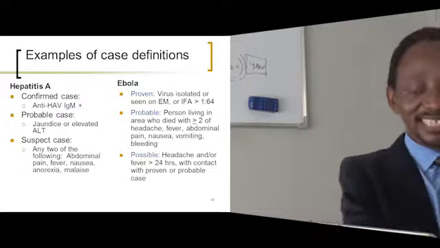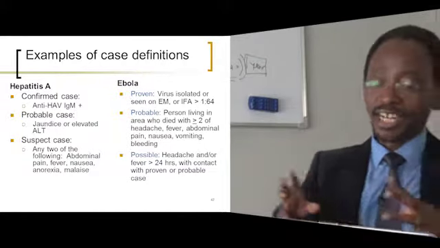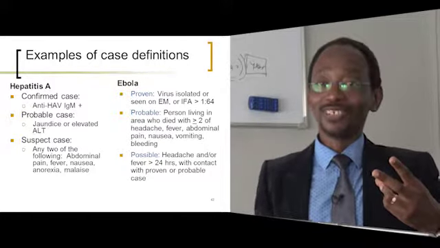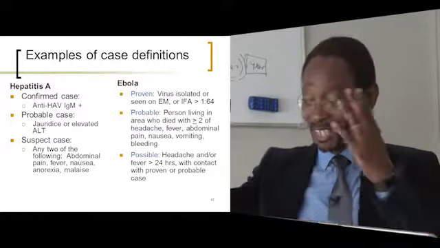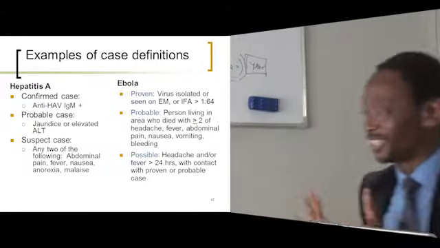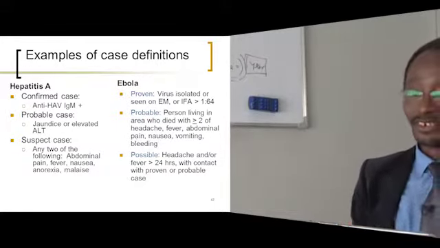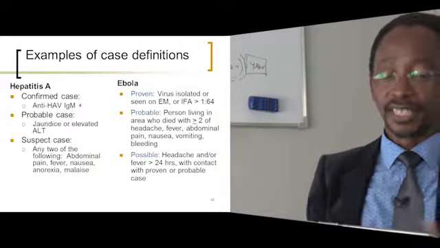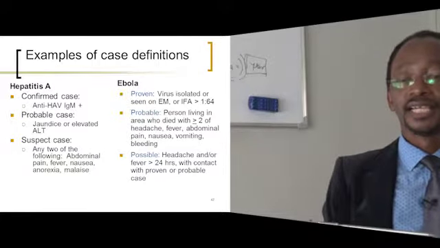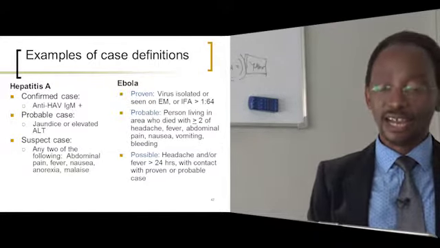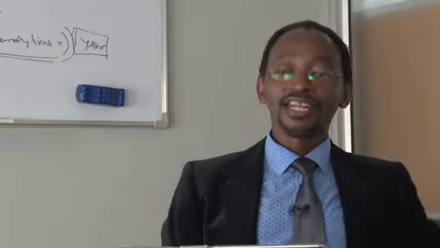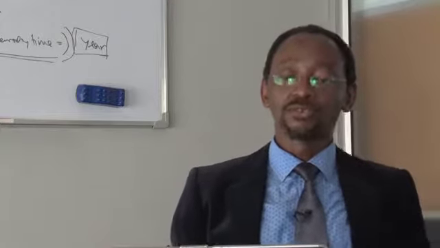So someone died in the area due to Ebola, and then someone comes and says, I have a headache and fever. Now, if someone has not died, that might be malaria. But if someone has died due to Ebola, you may need to step back and then, so any 2 of those: headache, abdominal pain, nausea, vomiting, bleeding. And then a possible case is a headache or a fever longer than 24 hours in a person who has had contact with a proven or probable case.